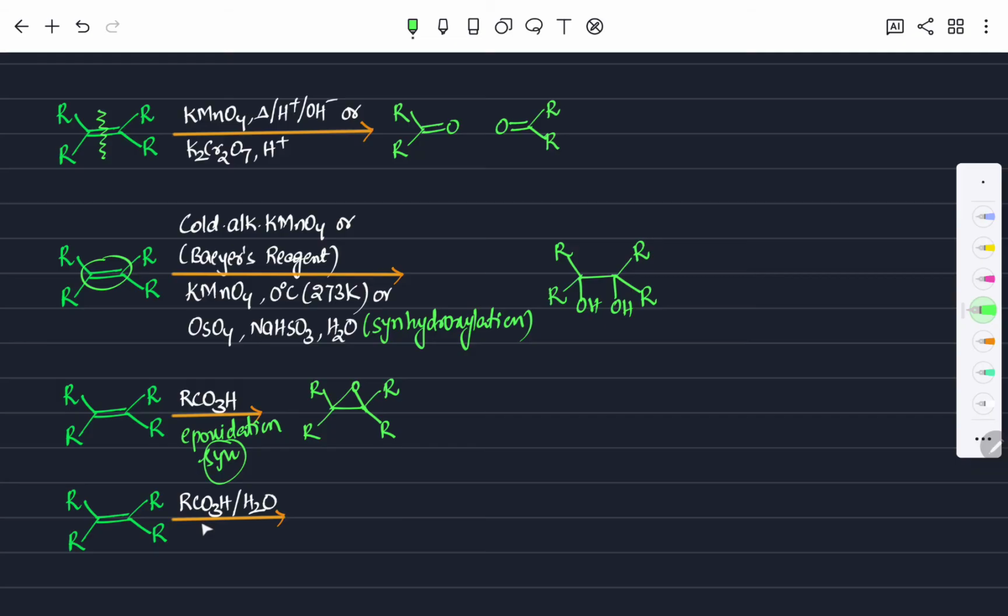Next, alkene treated with peroxy acid and water. This reaction is anti-hydroxylation. So here what happens? We have to add two OH groups on opposite sides. Here an OH group, here an OH group. So this is an example of anti-hydroxylation.